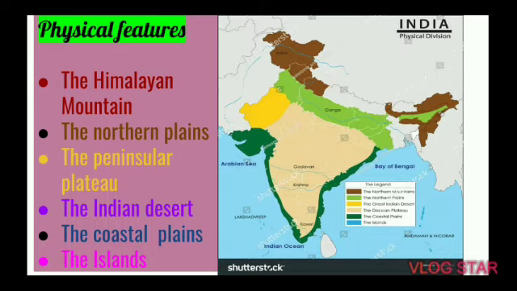The Himalayan mountains have a different climatic condition. Northern plains have a different condition. The peninsular plateau has a different condition. The Indian desert has a different climatic condition. So it may differ from place to place.